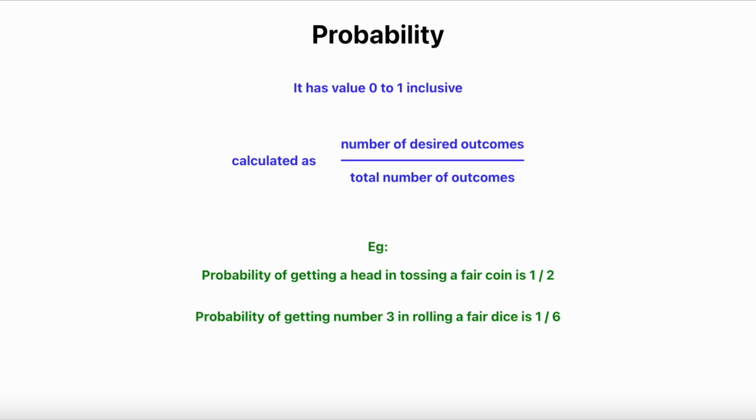The probability of getting a number 3 in rolling a fair dice is 1 by 6. Here, the desired number of outcomes is equal to 1. The total number of outcomes is equal to 6, which is numbers 1 to 6. Likewise, the probability of getting an even number is 3 by 6.